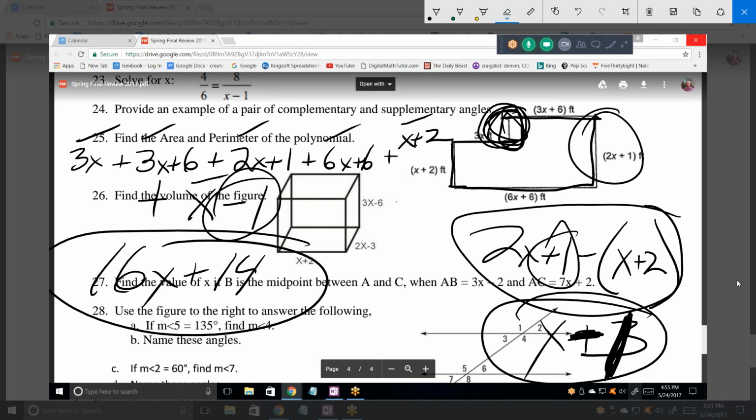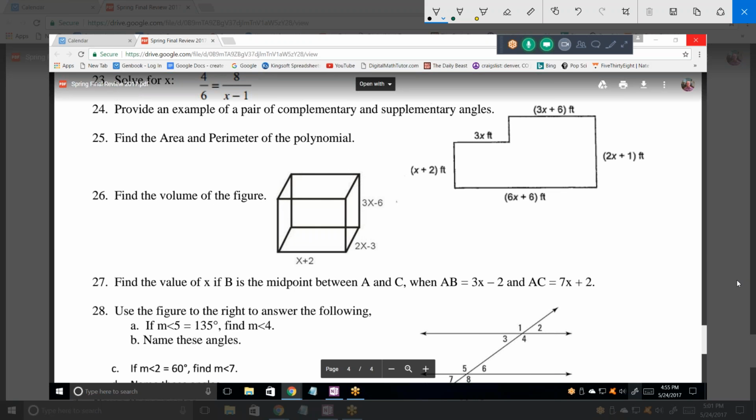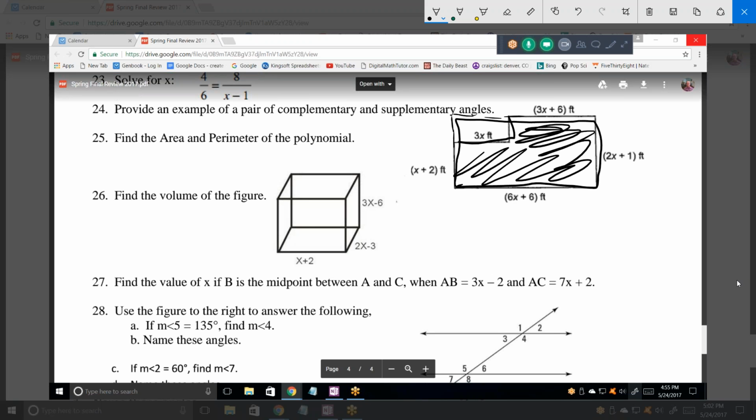Now, let's look at the area. The area actually is a much easier problem, even though it doesn't look like it. And here's the reason. If I look at this area as being the outside rectangle minus this little inside rectangle, I get all of this, right? I get the area of the polygon. That's what they want, the area of the polygon. I don't know why they call it a polynomial. They meant polygon. Okay? So that's the way to go about doing this problem.